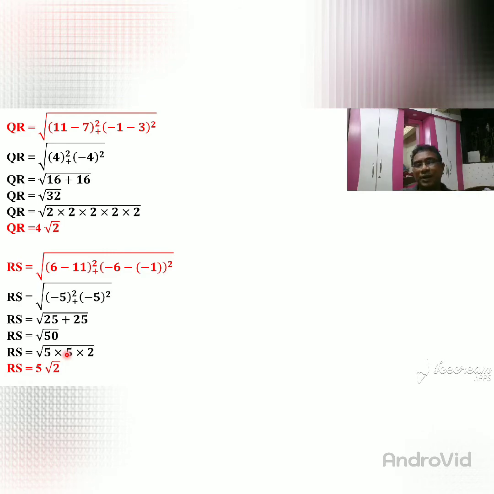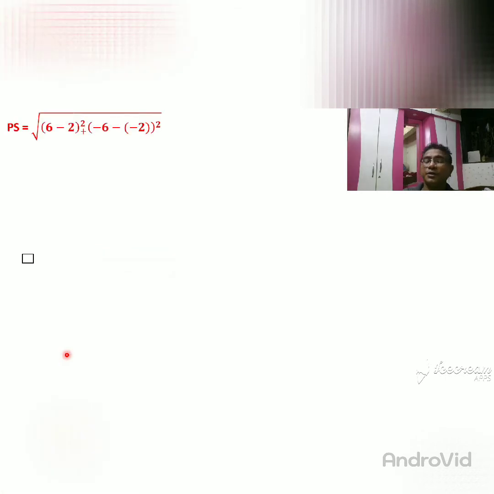So first we also found that the distance is 5 root 2. Then QR is equal to 4 root 2. Then one distance remains that you want to find out here. That is distance PS. So when you take PS, P coordinates are x1, y1. S coordinates are x2, y2. Remember that. So this x2 is 6 minus x1, 2. This y2 is minus 6 minus y1, minus 2. So 6 minus 2, what remains is 4.